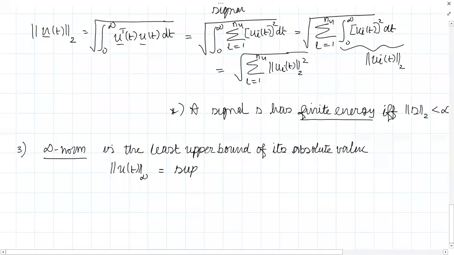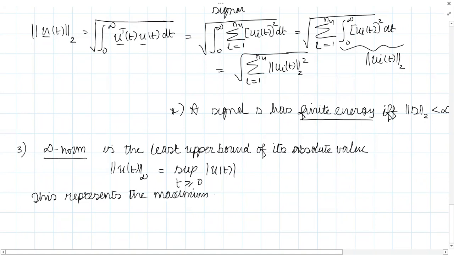Supremum of u of t over all time t greater than or equal to 0. So this represents the maximum value that a signal can take.